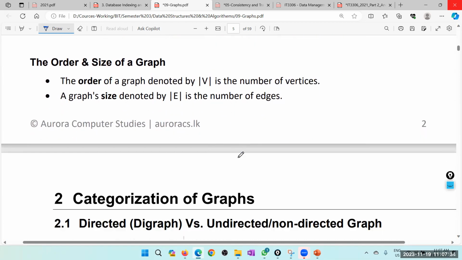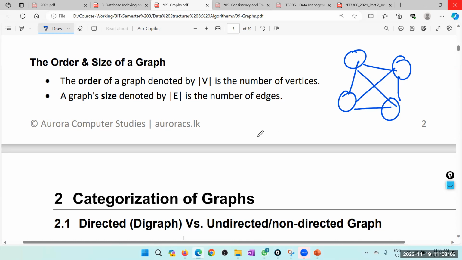Then order and size of a graph. Order of a graph is number of vertices or number of nodes. The size of a graph is number of edges. So order and size can be different. For example, you may have 4 nodes, but you can see how many edges are there. 1, 2, 3, 4, maybe 5, 6, and so on. So therefore, order and size can be different.